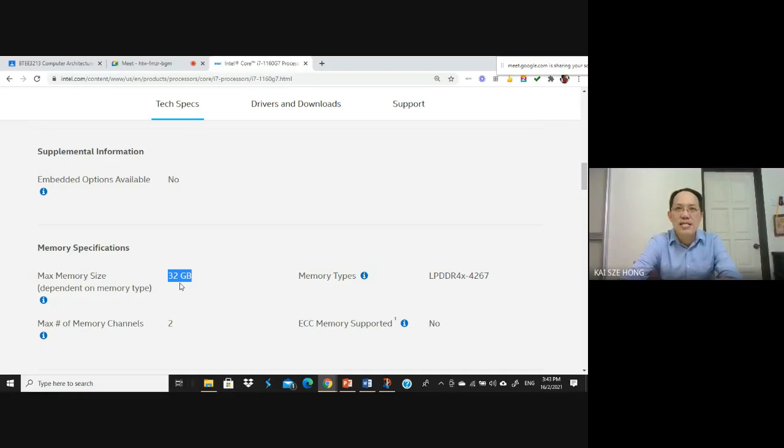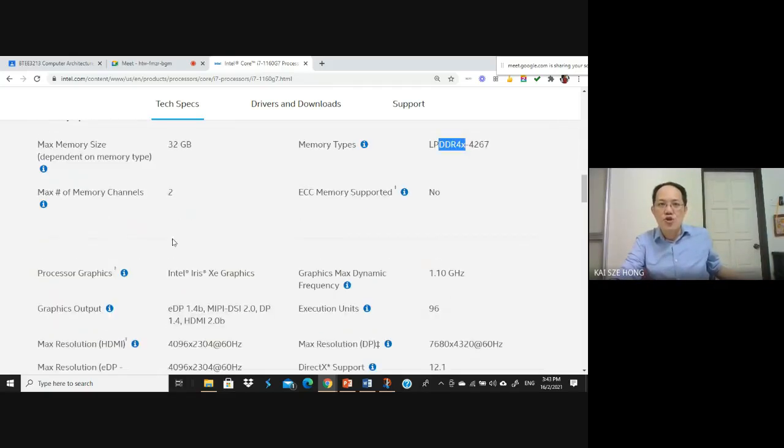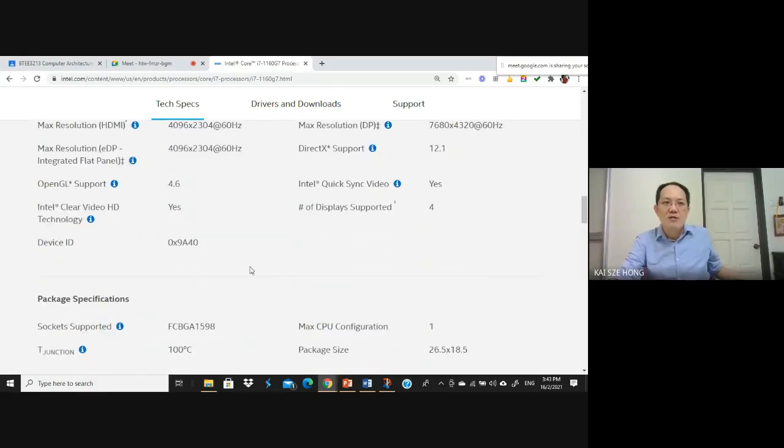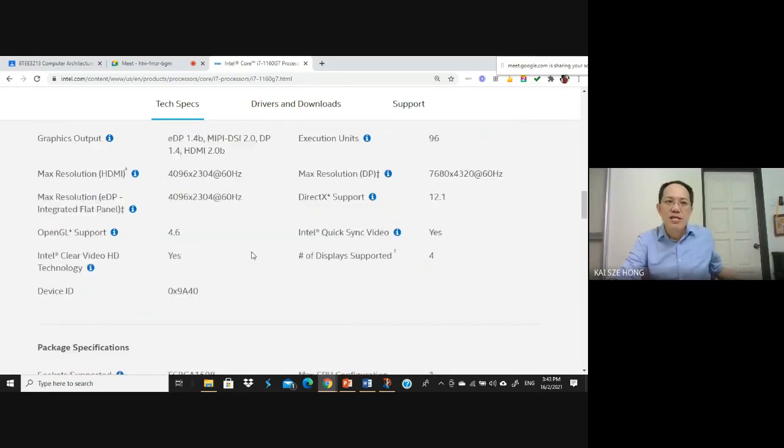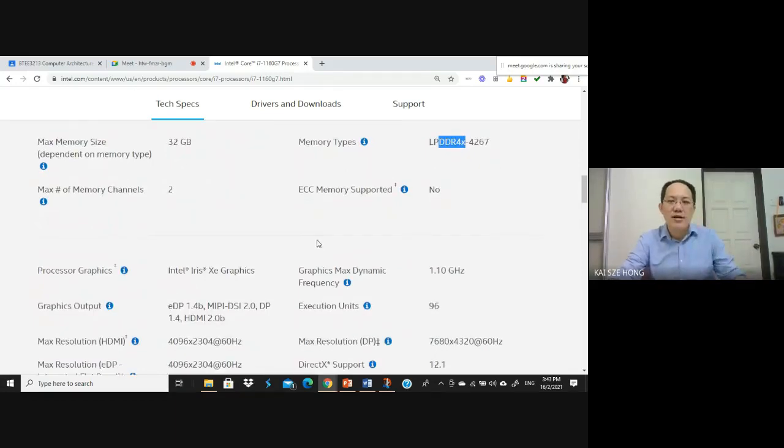Let's say this is 32 gigabytes. How many bits are required to represent 32 gigabytes? 32 is 2 to the power of 5, right? So 35 bits, right? 35 wires must be inside there. This will be the maximum number. You see there is DDR RAM, and also the maximum number of memory channels is 2. Then other specs. When you do your assignments, you can refer to these Intel websites or other relevant websites.